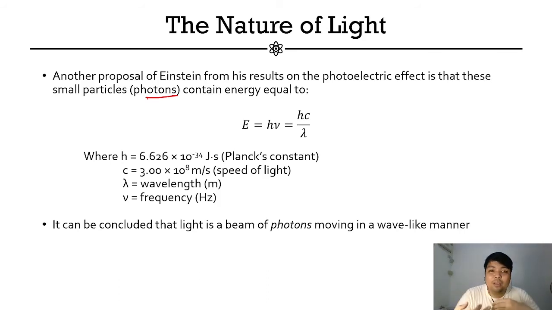So what is the answer? To answer the question of whether light is a particle or a wave, the answer is it is both a particle and a wave. It can be concluded that light is a beam of photons, which are small packets of energy, or small particles, moving in a wave-like manner. Again, from Einstein's term corpuscles, it has been changed into photons, which is the term we use today for the particles in electromagnetic radiation.